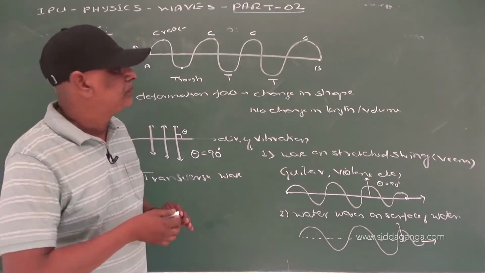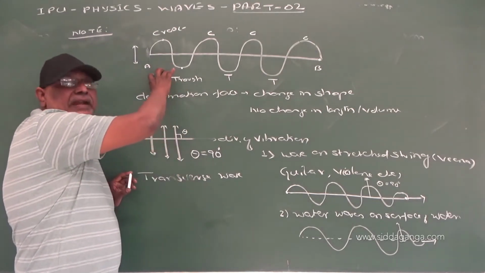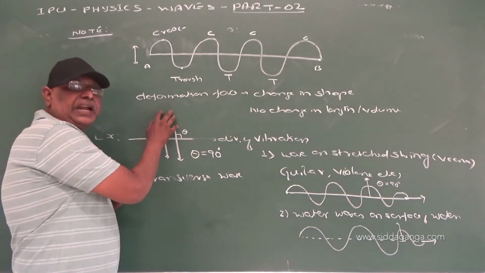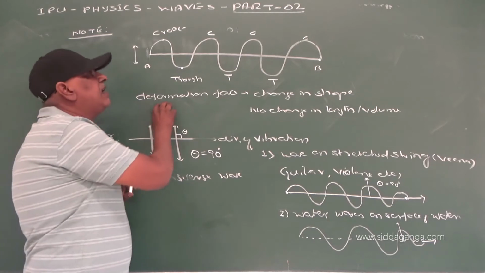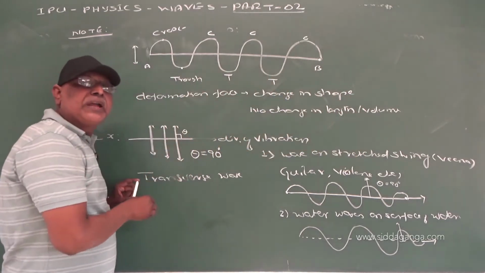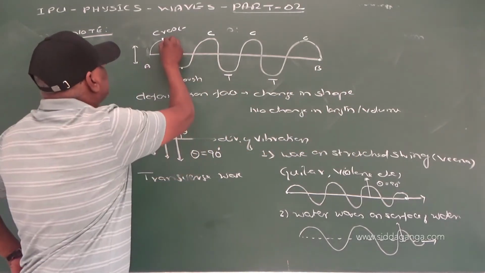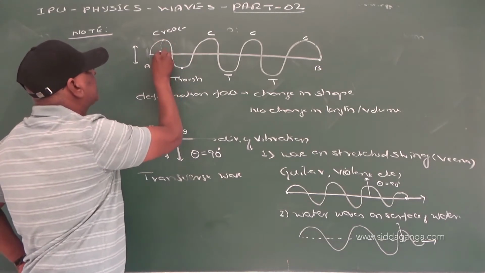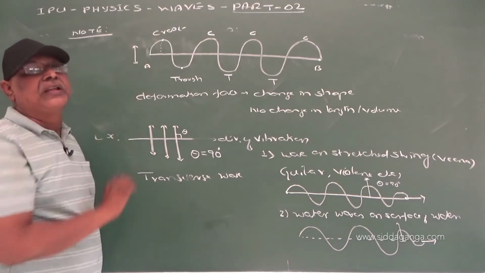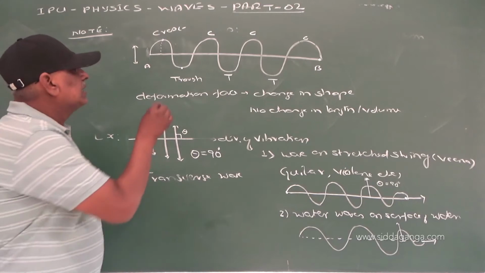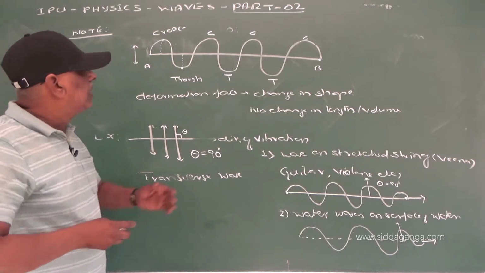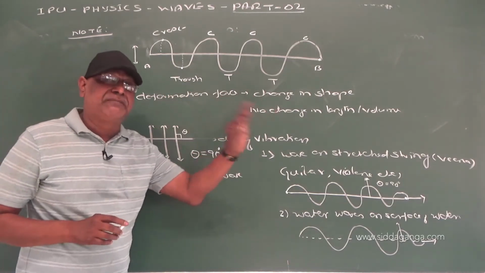So it is clear that in a transverse wave, vibrations are perpendicular to the direction of propagation. Now a transverse wave consists of a series of alternate crests and troughs when it propagates through a medium. The maximum displacement of the particles of the string in positive direction or upward direction is called a crest. The maximum displacement of particles in negative direction or downward direction is called a trough.